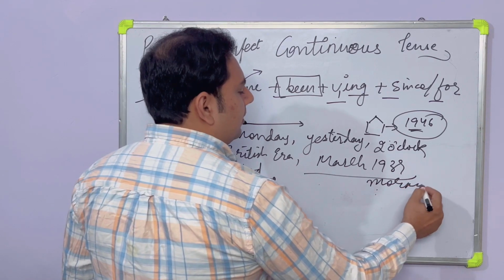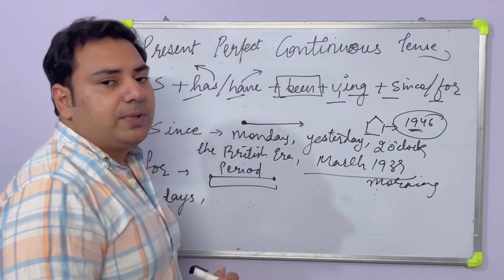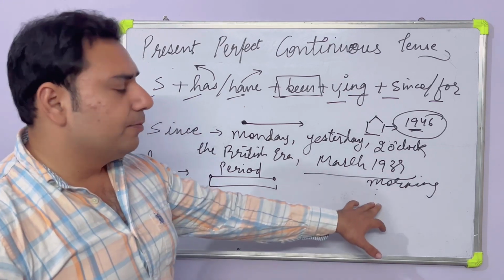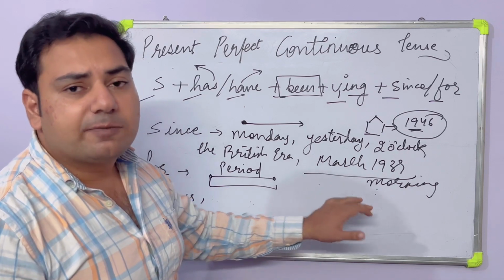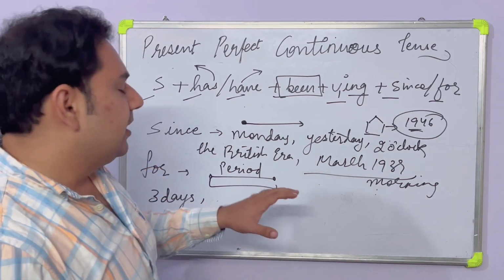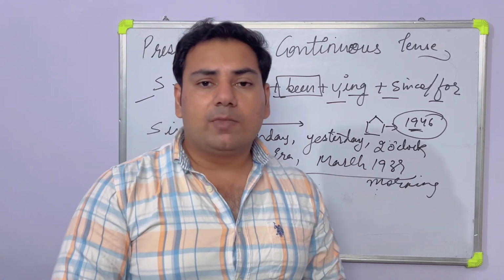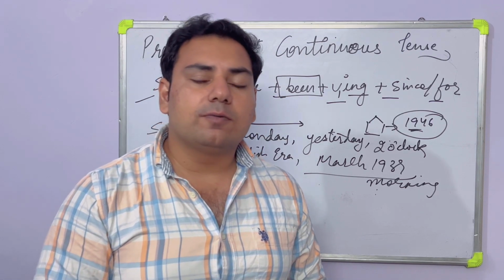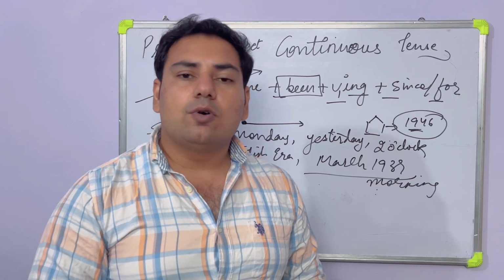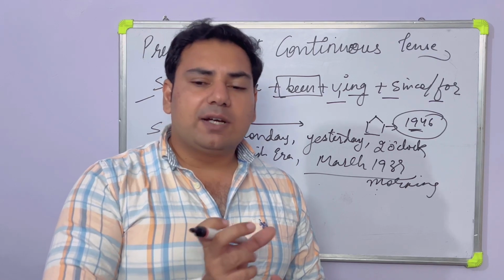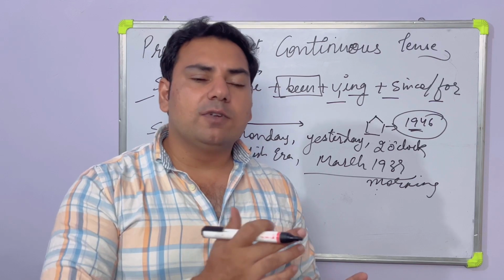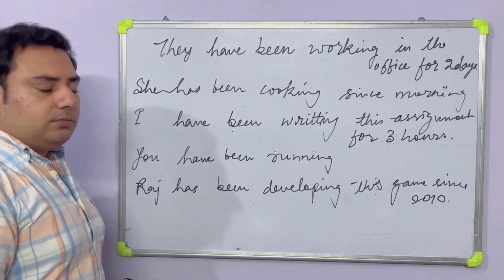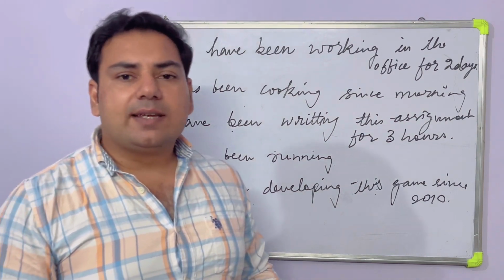Okay, and here since will be used with just a point of time, like since morning. Since morning she has been playing in the garden, or she has been playing in the garden since morning. No end is specified, but here it will be just a period. Okay, for a week, for 3 weeks, for a month, for 3 months, for 12 months, for years. Okay, so this is how you will be specifying a period, that for this period this work will be going on in the present. So now the sentences will be in the same manner.